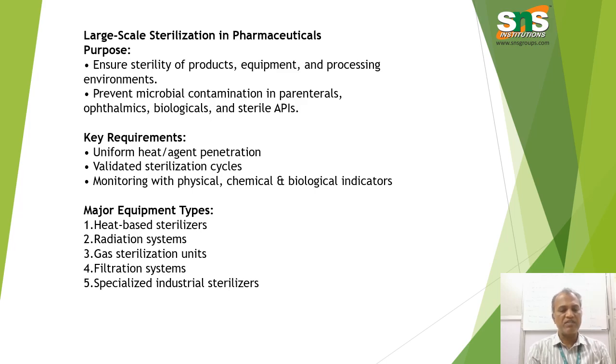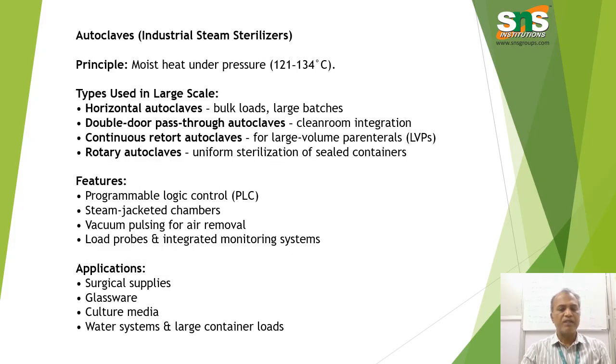Next, what are the major equipment types? There are so many sterilizers: heat-based, radiation, gas sterilization systems, filtration for thermolabile substances, and specialized industrial sterilizers. First, under sterilizers, we are going to discuss the autoclave. The principle is moist heat under pressure. The temperature range is 121 to 134 degrees Celsius.